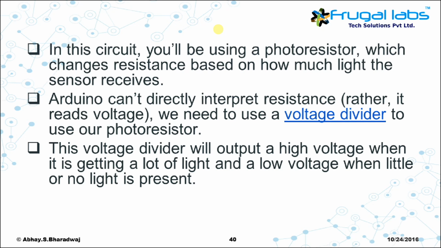A voltage divider circuit is an electronic circuit where whenever the resistance of one component changes, the change in resistance gives a change in voltage. That change in voltage is measured by the Arduino, and that is mapped to your light intensity level. You can just look into voltage dividers. It's a very awesome concept in electronics, and you will have a better understanding of this. The voltage divider will output a high voltage when it is getting a lot of light, and a low voltage when there is little or no light present. So this is how your voltage divider with your photoresistor works.